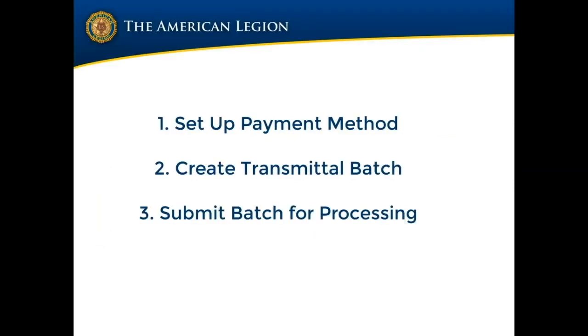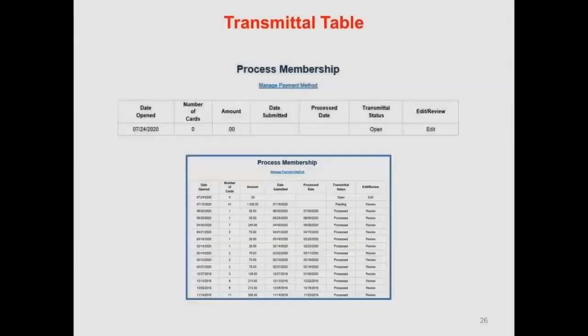Membership processing is a 3-step process. Set up the payment method, create the transmittal batch, and submit the batch for processing. In the Process Membership area, a transmittal table will appear. The first row is always open. To create or edit an open batch, click on the Edit in the right-hand column. With each transmittal submitted, the table will build details. The transmittal status will be either open, pending, processed, or declined.